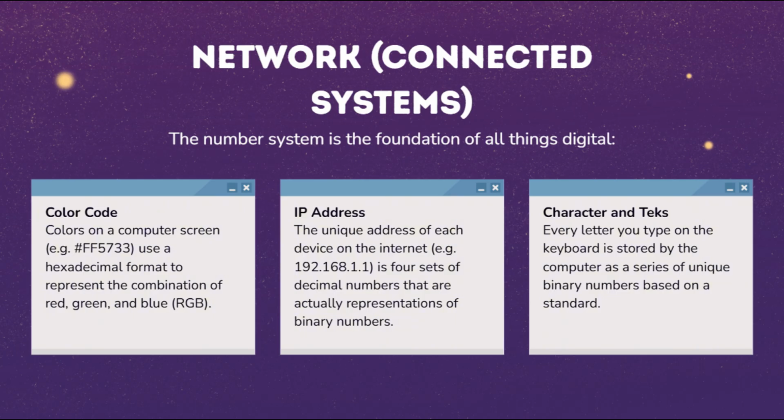If your display color is green, you have a code. This code is in hexadecimal format to represent the combination of red, green, and blue. The common one is RGB. Number two is the IP address.